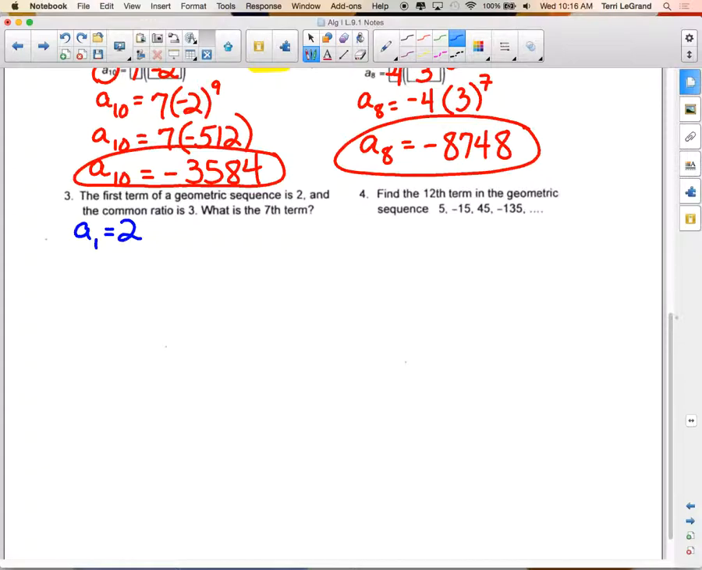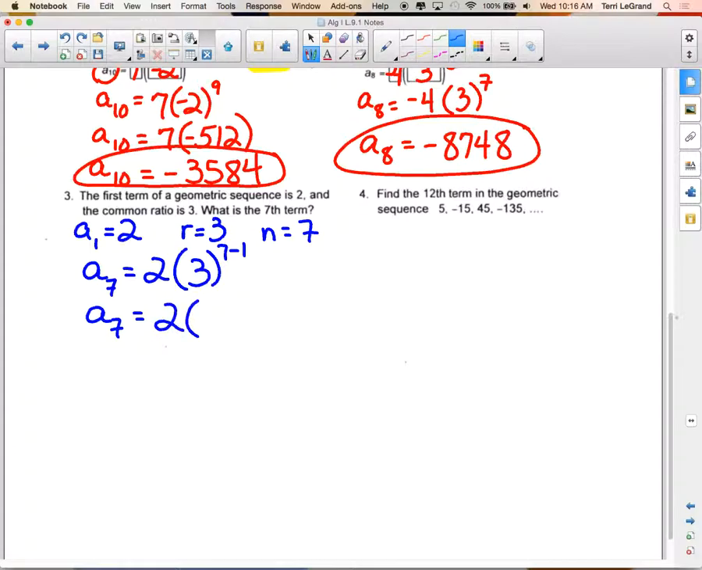So what are we going to call that? R. And what is the 7th term? What is the 7th then? Our n. Okay? So we're going to say we want the 7th term. So a sub 7 equals what? 2 times 3 raised to the 7 minus 1 power. 2 times 3 to the 6th power.